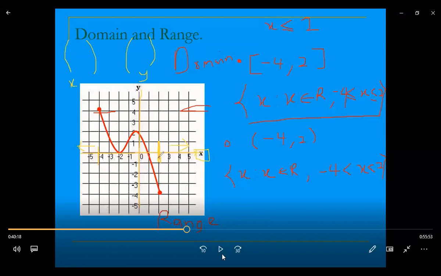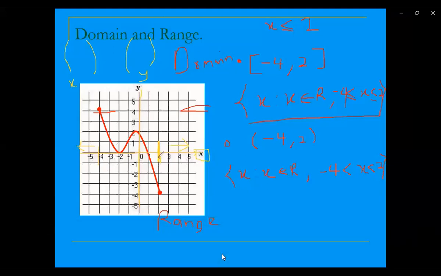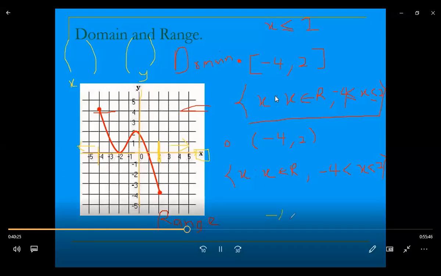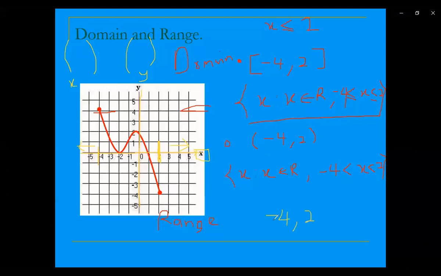Now, another thing we have to take note of is, let me write it. So we are looking at the interval -4 to 2. When I put a comma, it means we are starting from -4 all the way to 2.